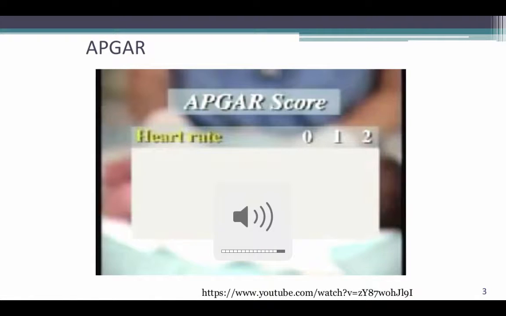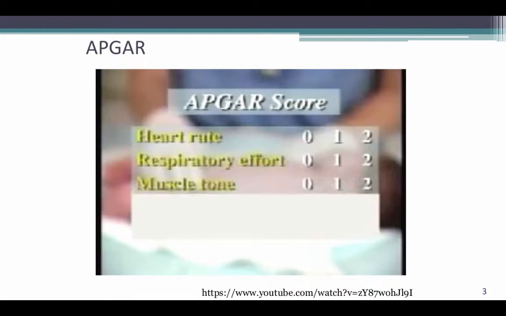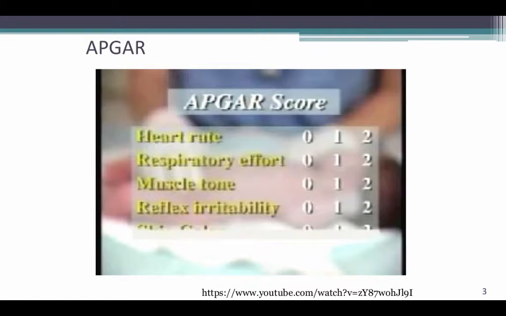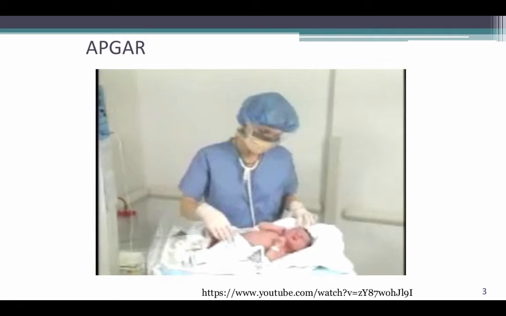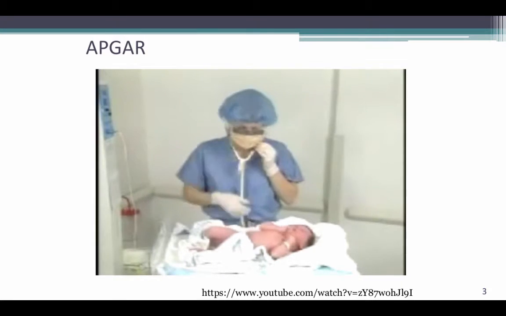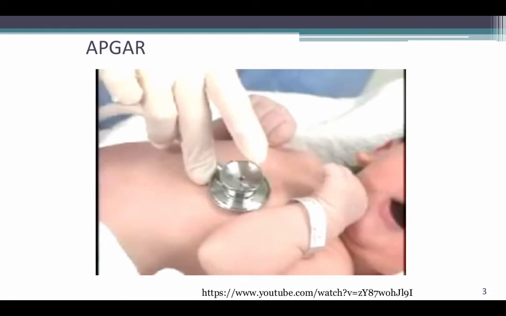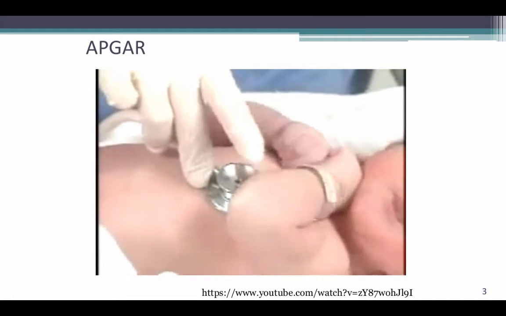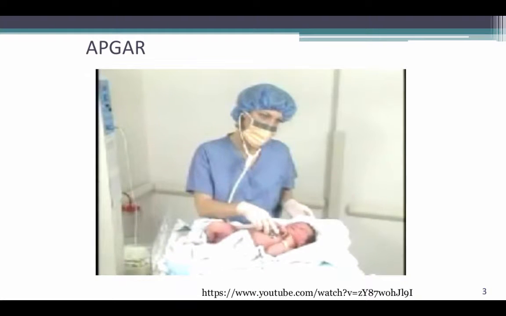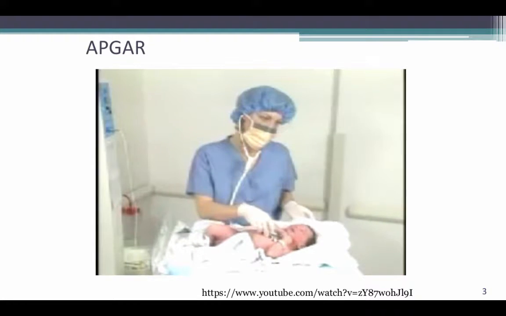For the APGAR, the newborn is given a score from 0 to 2 in each of 5 categories: heart rate, respiratory effort, muscle tone, reflex irritability, and skin color. The assessment is completed at 1 minute and repeated at 5 minutes following birth. The nurse auscultates the apical pulse to determine heart rate. If the rate is above 100 per minute, the infant receives a score of 2. If less than 100, a score of 1, and 0 if there is no heart rate.